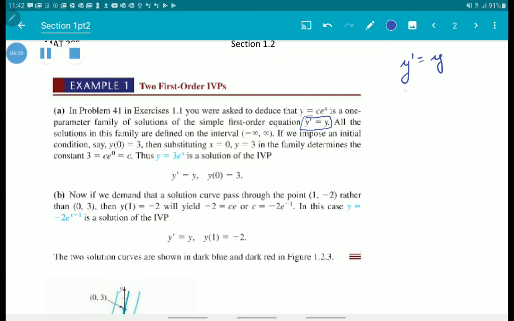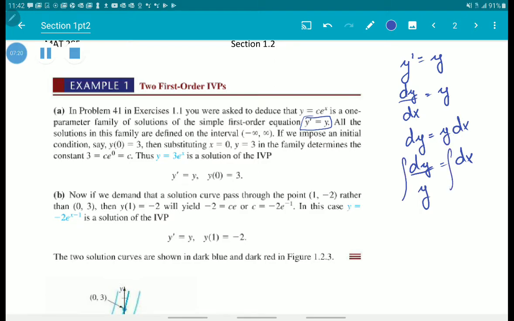So let me show you where this is coming from. We have dy over dx is equal to y. The whole goal with separation of variables is to get all the y terms on one side and all the x terms on the other side. So we can do that by multiplying both sides by dx and then dividing both sides by y. And now we can integrate. And when we integrate dy over y, we get the ln of y plus some constant of integration, and that's going to be equal to x.